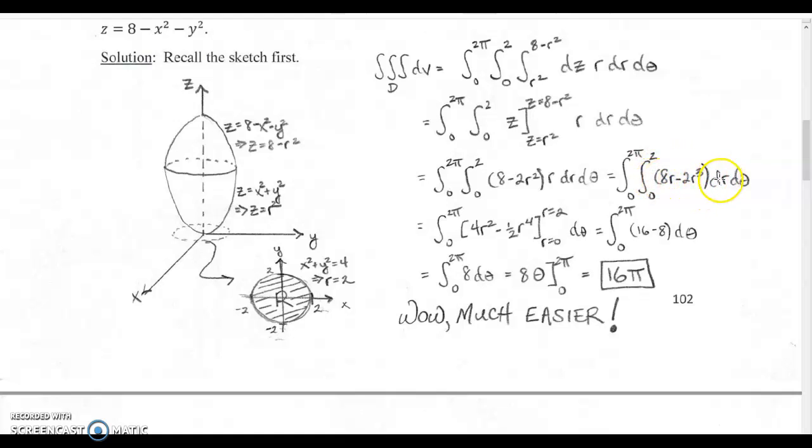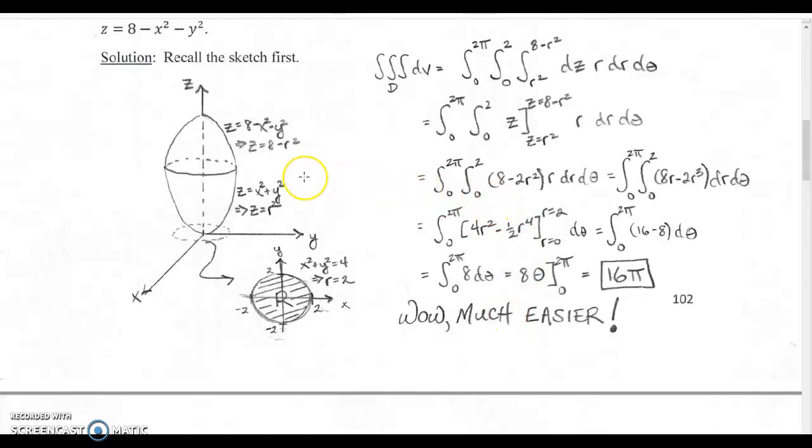Integrate each one of these now with respect to r. Get 4r squared minus 1/2 r to the 4th. Evaluate that from r equals 0 to r equals 2. That results in 8. So integrate 8 d theta, I get 8 theta from 0 to 2 pi, and I get 16 pi. Wow, definitely much easier.